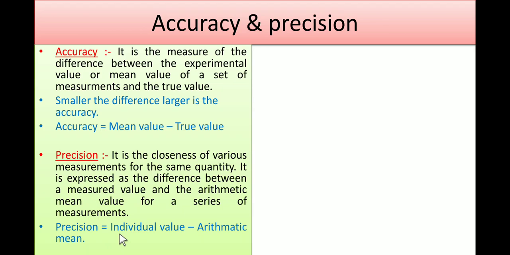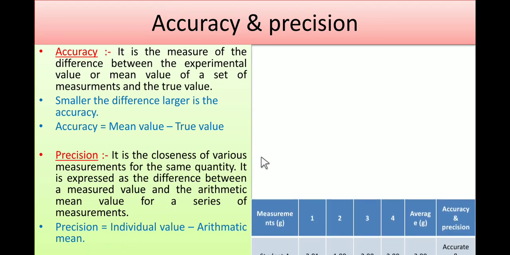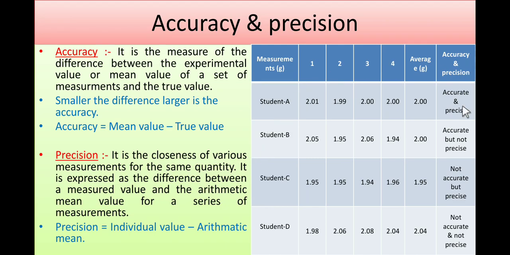For example, we see a table of 4 students getting the results of 4 different readings. For the same experiment, student A gets a result of 2.01 in his first reading. He repeats and gets the value 1.99, and again he repeats and gets 2.00, and again 2.00. So the average value is 2.00.